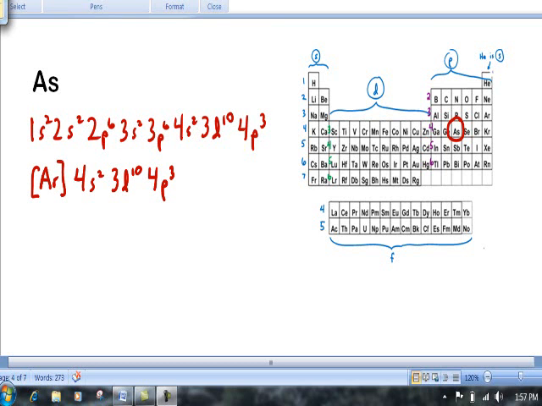The shorthand notation, once again, we go to the last full noble gas prior to our element, which is argon. We write argon, and then the configuration that comes after argon, which would be the 4s2, 3d10, and 4p3, to give us our shorthand notation.